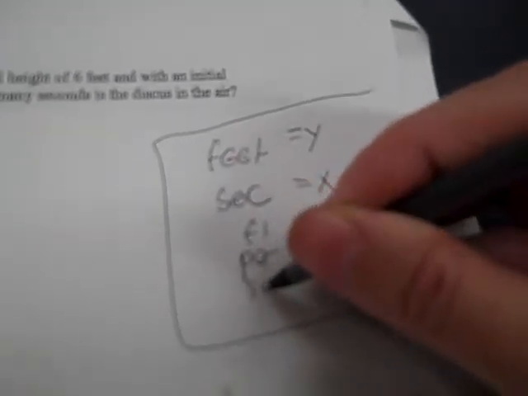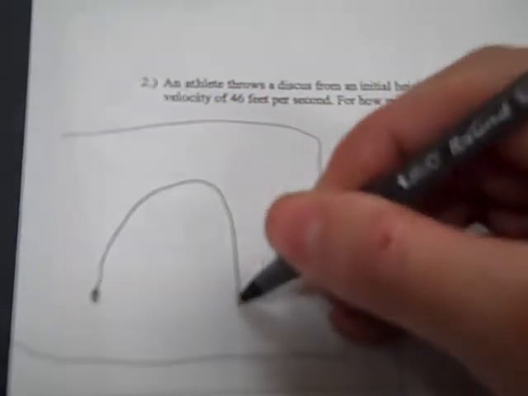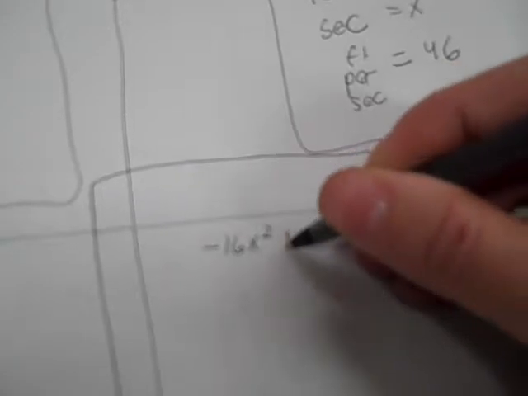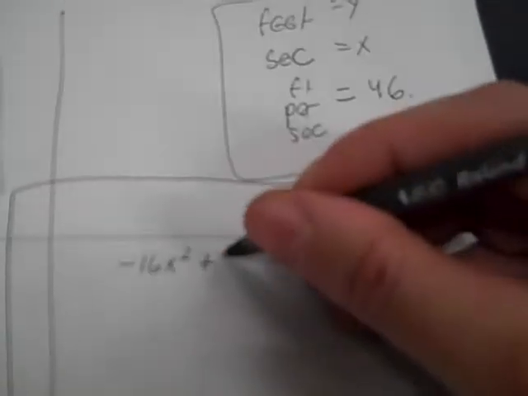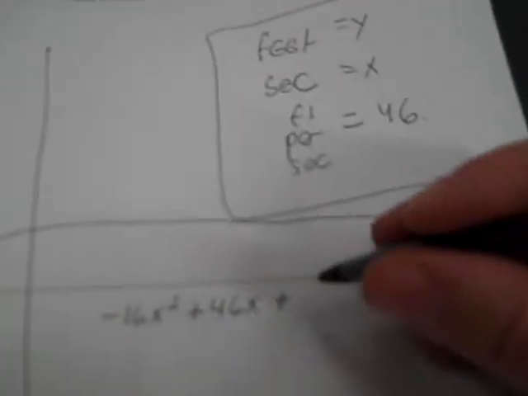Now, how many feet per second do we have? It says 46 feet per second, so that's got to be 46, not the 6. Now you have this parabola, and I want to find when it hits the ground, just like I normally do. So I make another box, but this equation is going to be different. You got your gravity pulling it back down, and then your 46x. But the discus was launched from 6 feet, so I need to put +6 before I put equals 0.